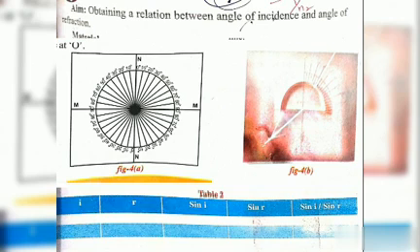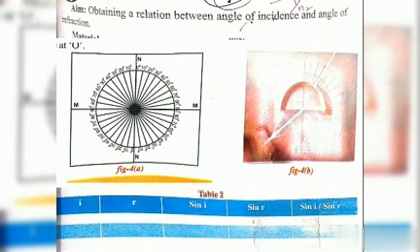In the previous class, we discussed one activity. What is that? When light travels from a rarer medium to a denser medium, the refracted ray moves towards the normal. And when light travels from a denser medium to a rarer medium, the refracted ray moves away from the normal. We discussed that; now we will observe it with one activity.